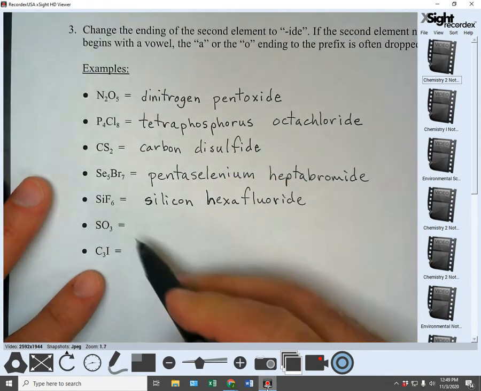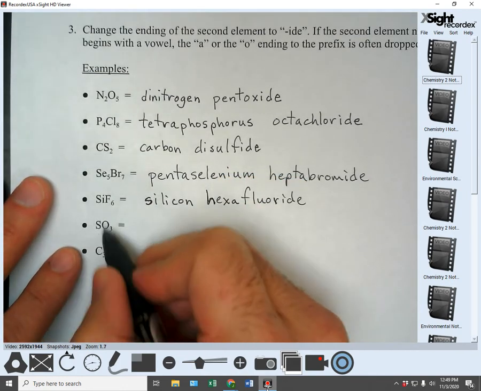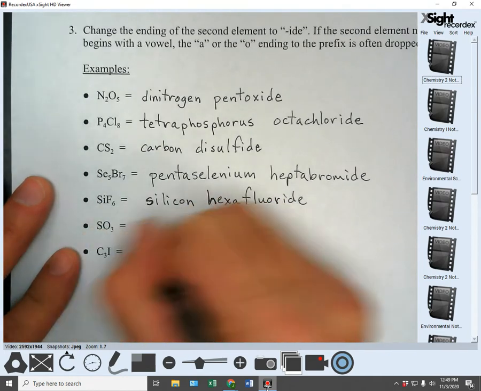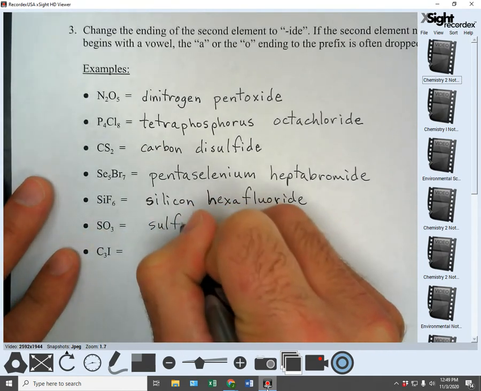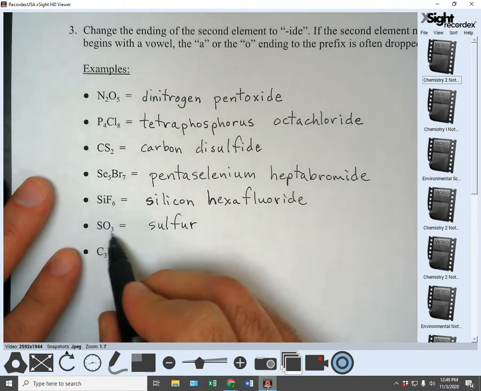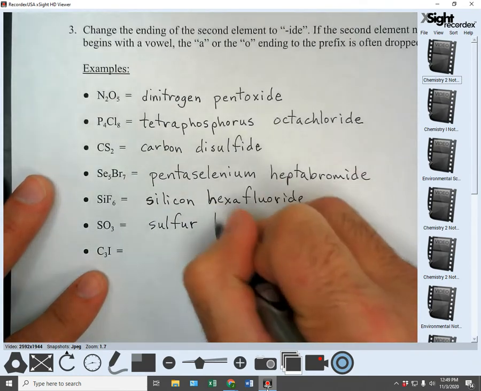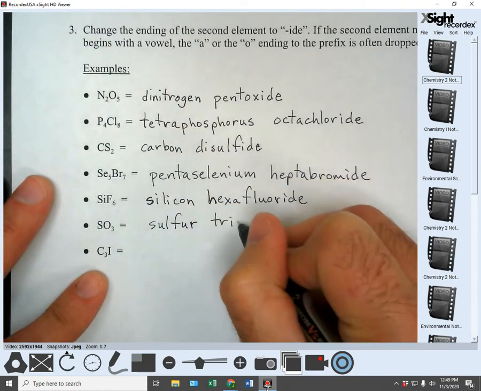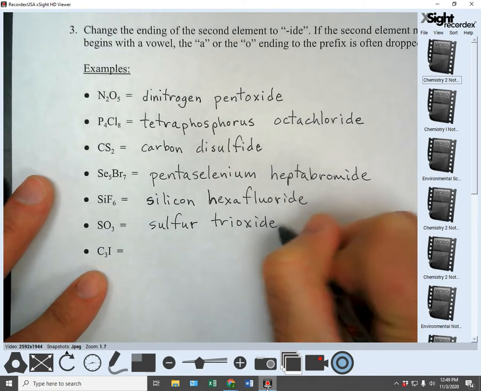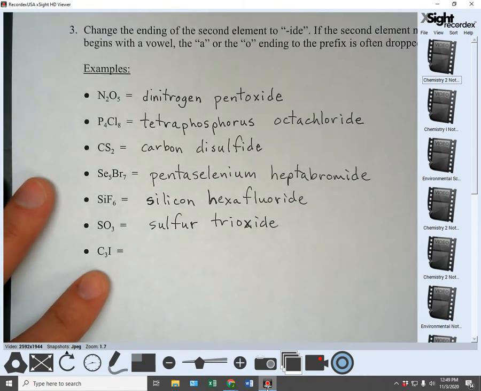All right. Next one. Only one of the first element, so it's sulfur. 3 on oxygen is tri. Then oxygen turns to oxide. Sulfur trioxide.